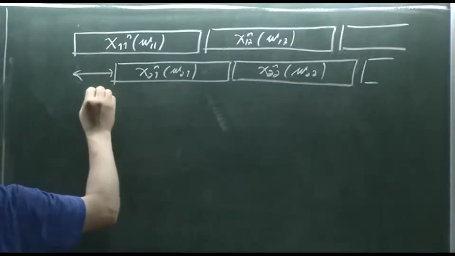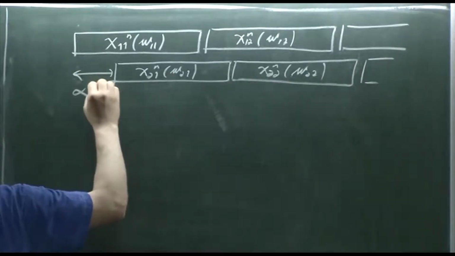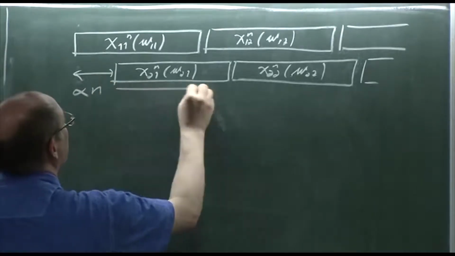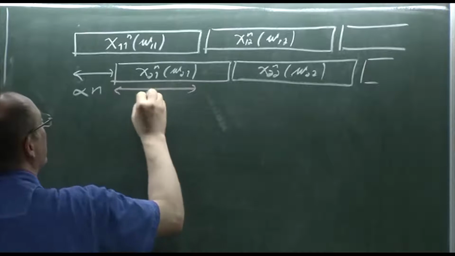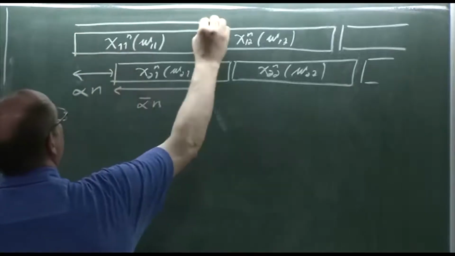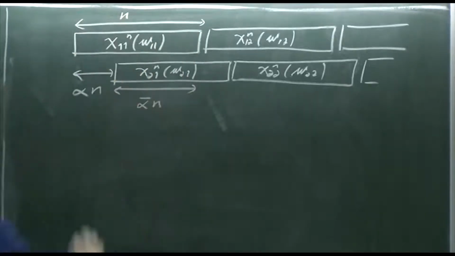And suppose this shifting here is a fraction of alpha n, which means, of course, that this fraction here is alpha bar n, right? The whole thing is n symbols. This is n, right?